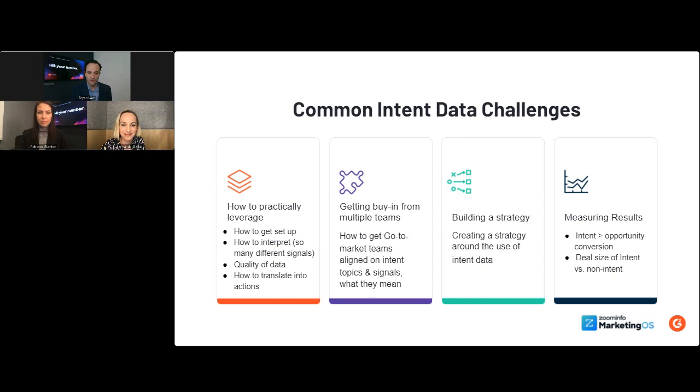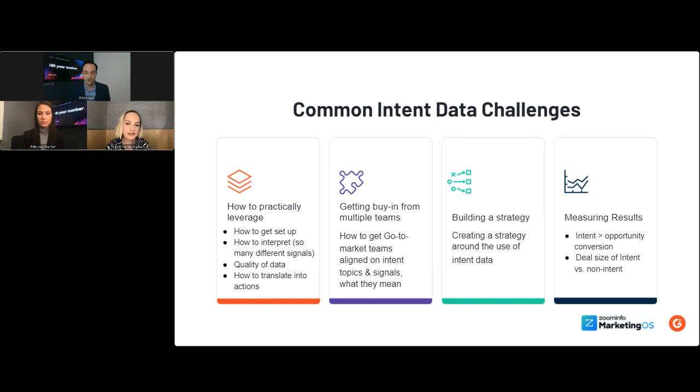But I wanted to talk a little bit about what we frequently hear from our customers about issues that they're having with leveraging intent data. And it tends to fall into a few different buckets. So the one that's probably most prevalent is, how do I practically leverage this data? Theoretically nice, but how do I get it set up? And then once I have it set up, how do I interpret it? There's so many different signals out there. We were just talking about this. How do I rationalize all that information? And then potentially you have the data, but it's actually not very good. Or how do I translate it into actions?